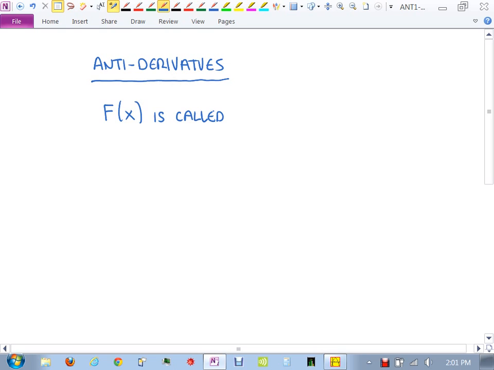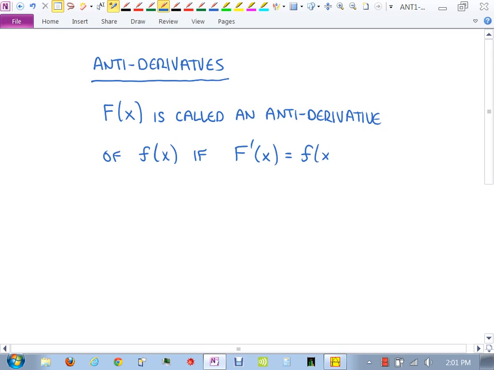Capital F of x is called an antiderivative of little f of x if the following is true. The derivative of capital F of x equals little f of x. That's it. That's what an antiderivative is. It sounds simple, right? So let me give you some examples, all right?